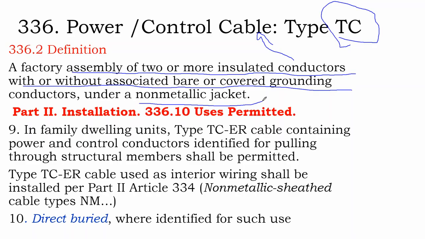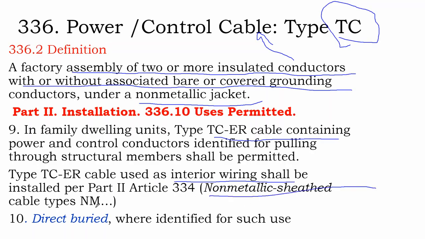And it has a non-metal jacket. So NC cable is metal clad cable. TC cable is general plastic without the metal cable. You might put it in a metal enclosure. It says TC-ER cable is permitted as interior wiring.